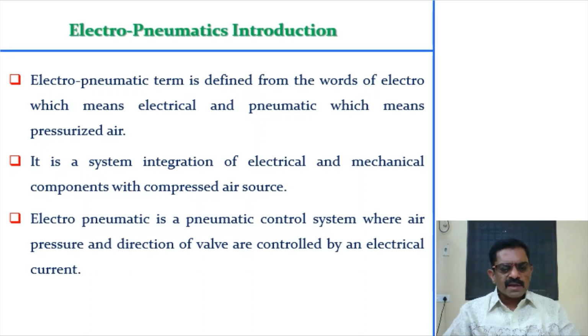So electro-pneumatic is a pneumatic control system where air pressure and direction of valve are controlled by an electrical current. So electrical current is the source. So for control, electrical current is the source, whereas for actuation, pneumatic air, that is air pressure, is the source. So these are the two sources we are going to use in this topic.